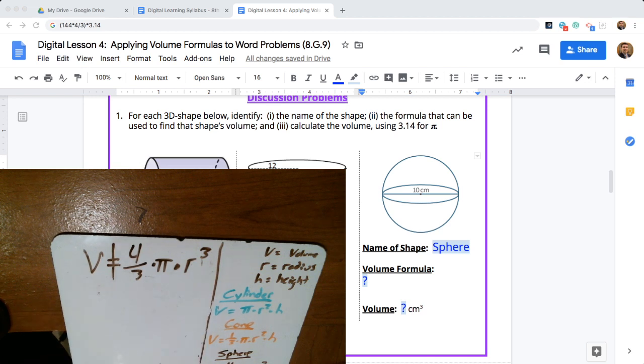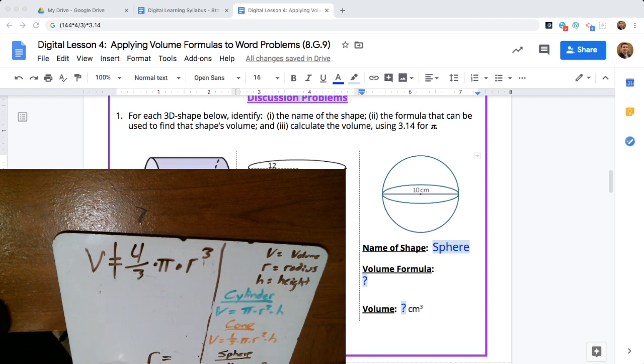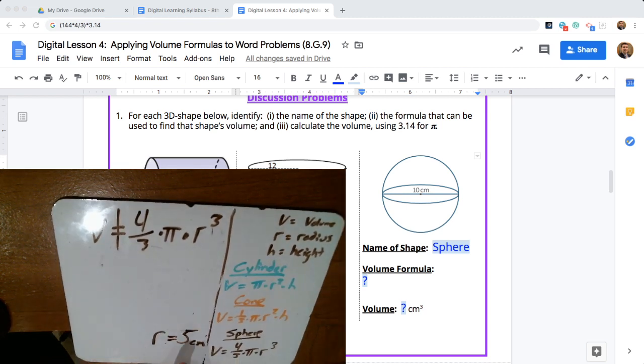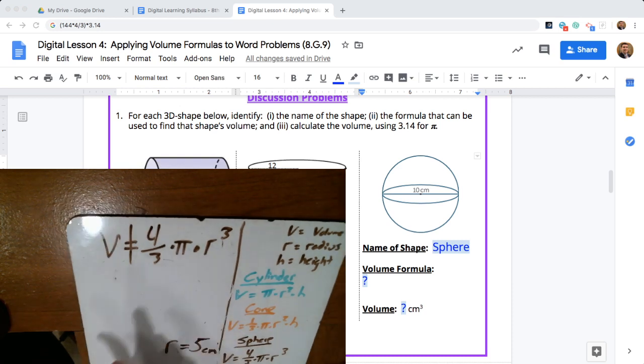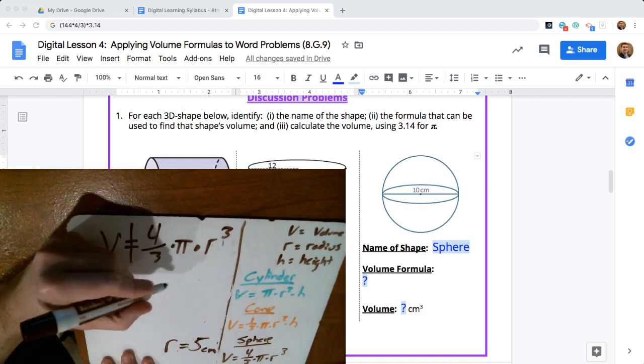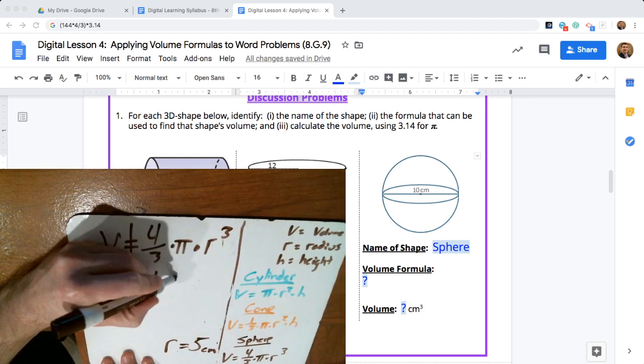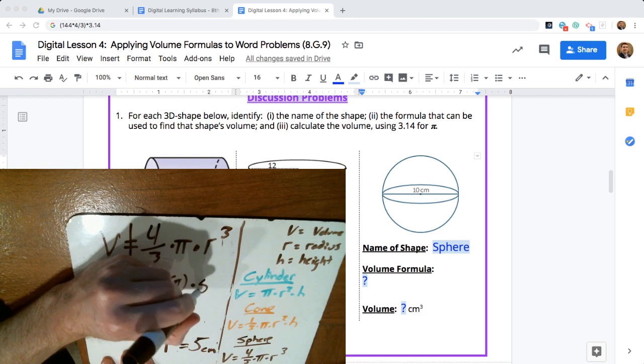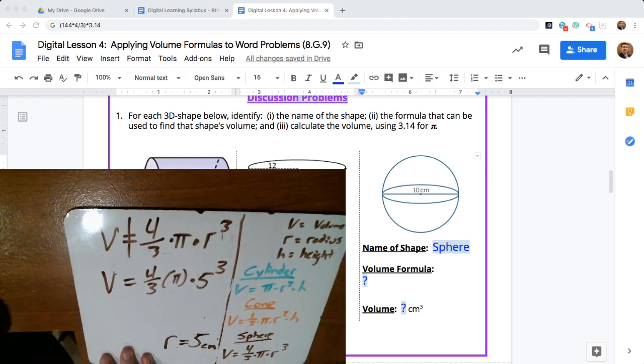I agree with Donald that the diameter for this sphere is 10 centimeters, which makes the radius half of that, or 5 centimeters. So we're going to take this 5 centimeters for the radius and plug that into our volume formula for the sphere. The volume formula becomes V equals 4/3 times pi times 5 cubed, or 5 raised to the third power. So we'll just do the math out.